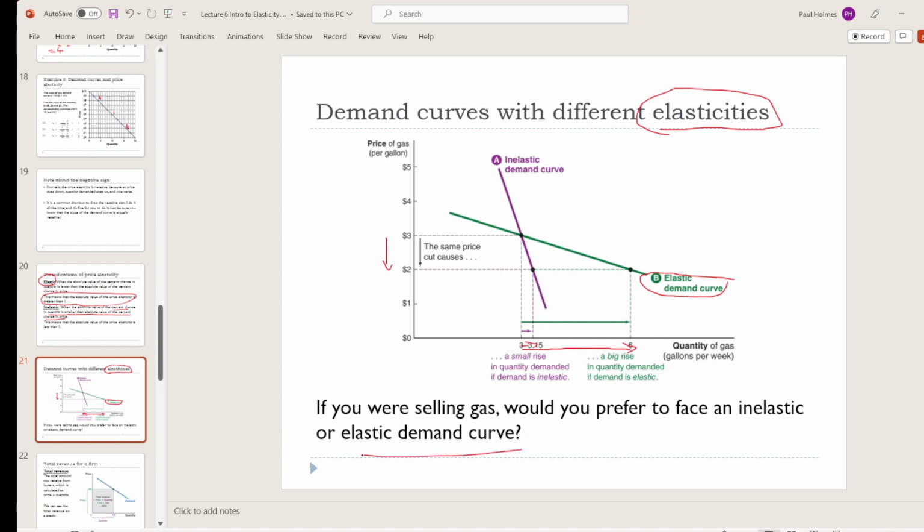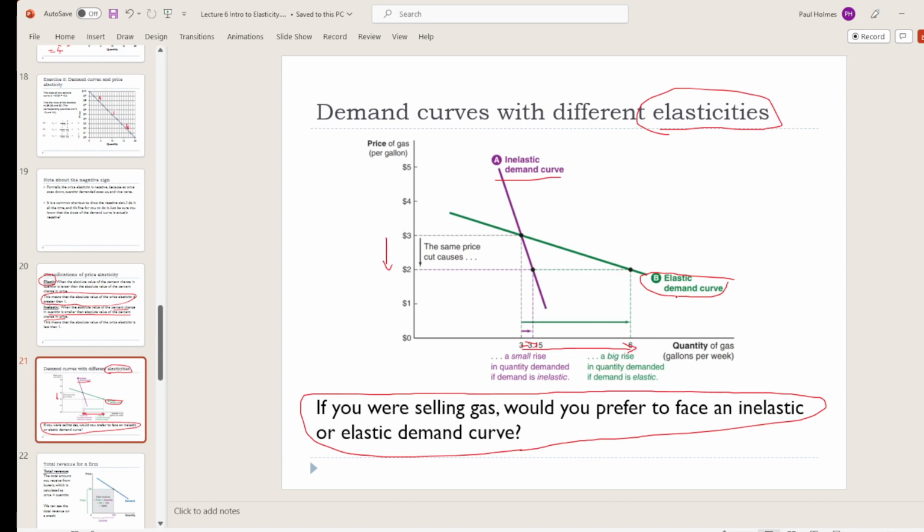Now I've got a question down here that's a little bit weird to think about. Suppose you're running a gas station. Would you prefer to have demand curve A or demand curve B? Let's think about how that would work. For demand curve A, pretty much no matter what the price is, people are going to buy about the same quantity. So what that would mean is you could jack up the price, right? Because people are still going to buy your product. So that's a plus for an inelastic demand curve.